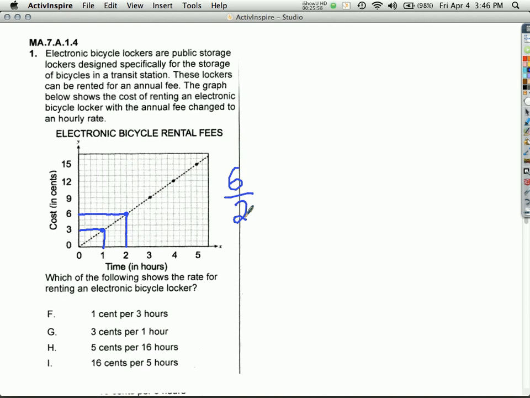Michaela? Comes out to 3 over 1. And what if you put 9 over 3? 9 over 3 is also 3 over 1. And if you put 12 over 4, 12 over 4 is also equivalent to 3 over 1. So each ratio is equivalent. And that's what makes it linear. Okay? And so the correct answer was G.